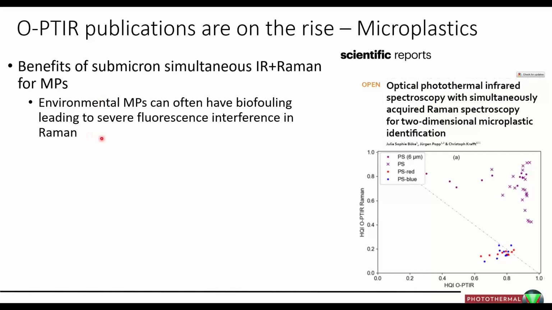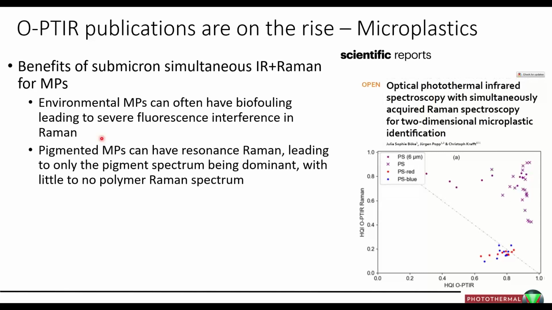So with environmental microplastics, they'll often have some coating on them, some biofouling, some bacterial coating maybe, which often leads to severe fluorescence, and that really can interfere with the Raman channel. Pigmented microplastics can also have issues with Raman. If it's not burning, then it's probably some resonance enhancement, leading to the pigment or the dye itself being dominant, with little to no polymer contributions in the Raman spectrum.